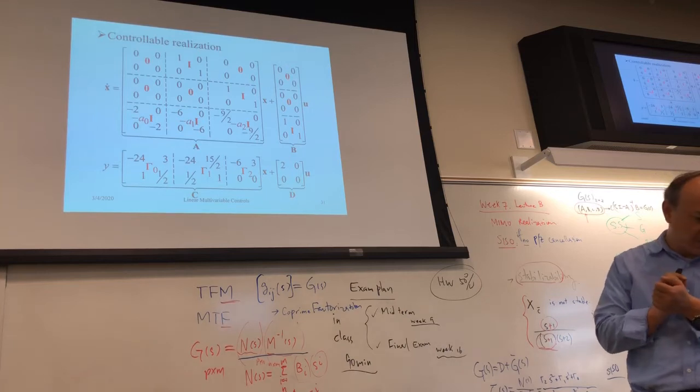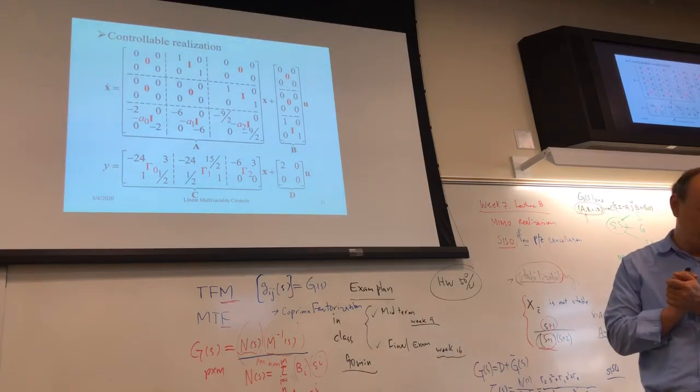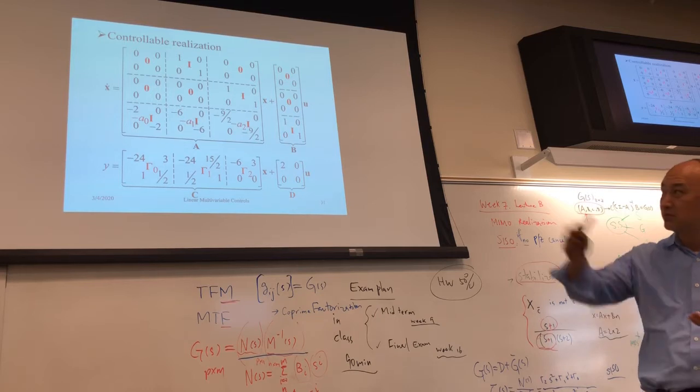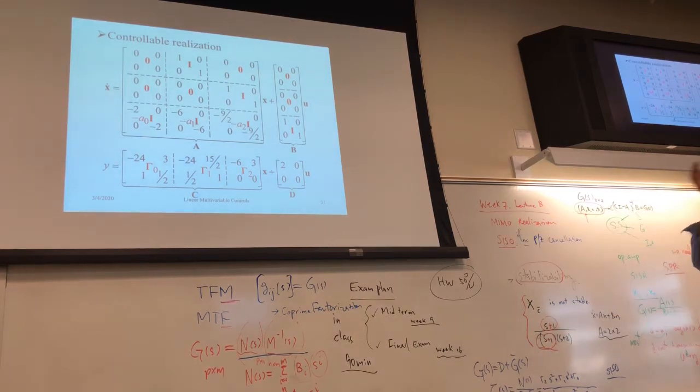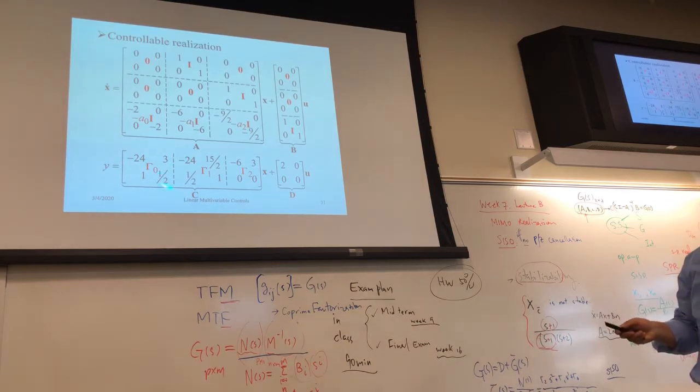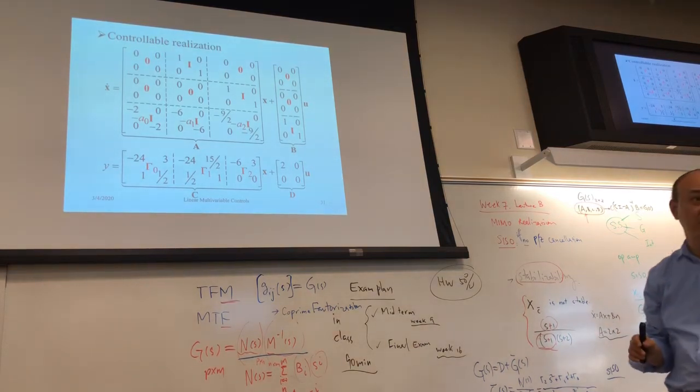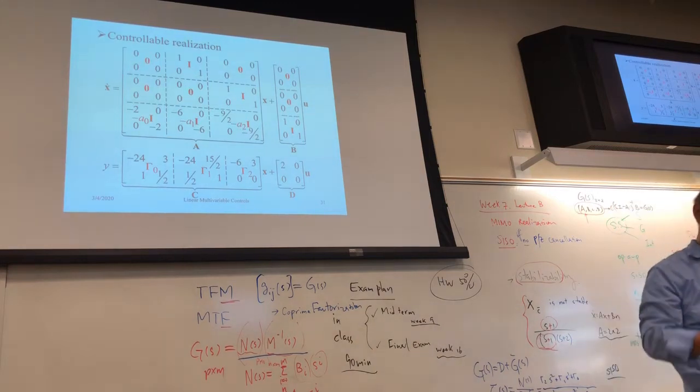If you only look at the red one and think about the scalar case, it is exactly the same as the scalar SISO controllable canonical form. But in the MIMO case, we can do that as well. And this form is guaranteed to be controllable, but it may or may not be observable. We're not sure yet. Let's check.